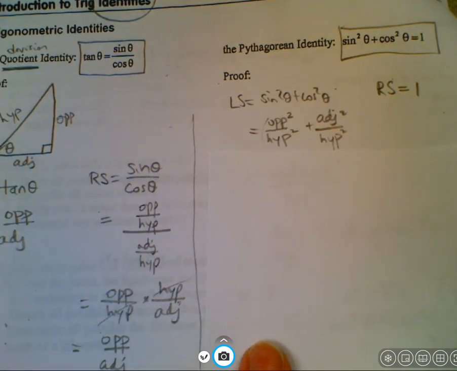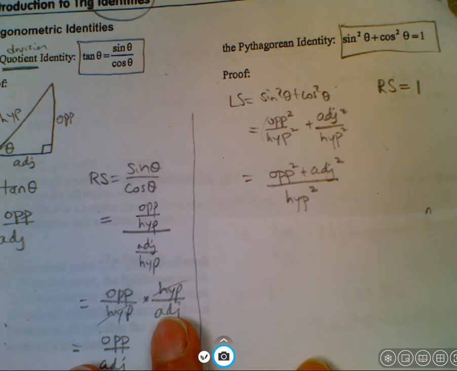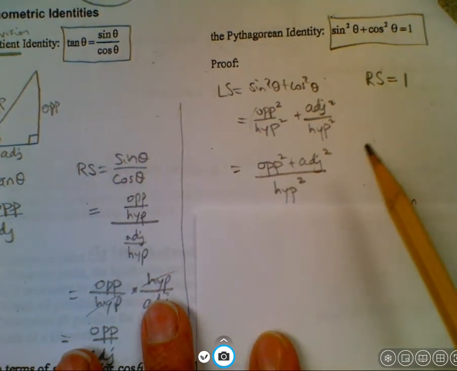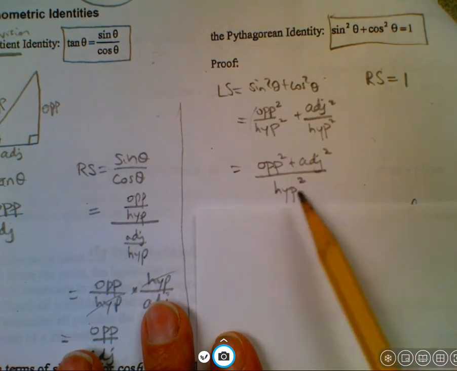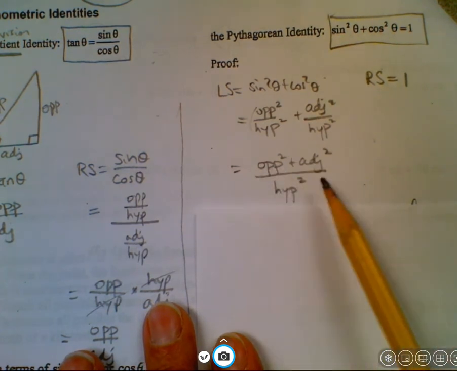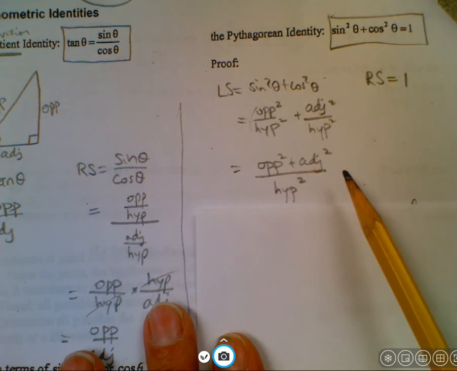All right. So I have opposite squared over hypotenuse squared plus adjacent squared over hypotenuse squared, and I can add them up because they're over a common denominator. And now my right side is 1, and my left side looks like this. And now the question is, how do I get this to equal 1? So if you're able to get to this step, this is great. But now how do we get this to equal 1?